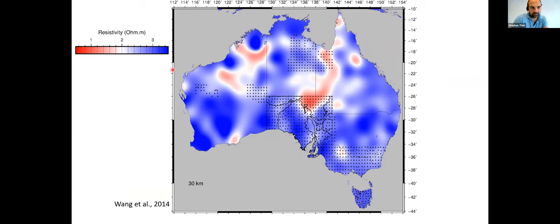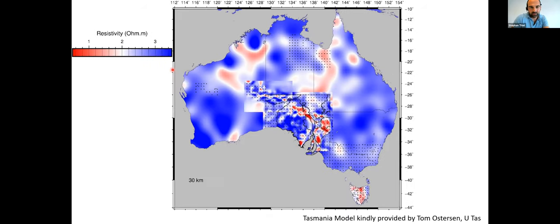And if you overprint some of the AusLAMP data, and again, I'm not showing everything, but just to give you an idea of what we've done in South Australia and also in Tasmania by Tom Osterson here, this is the type of increase in resolution that you get from the AusLAMP deployment. So this is obviously constrained by roughly 50 kilometer site spacing.